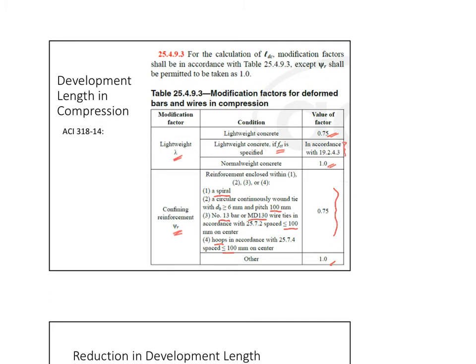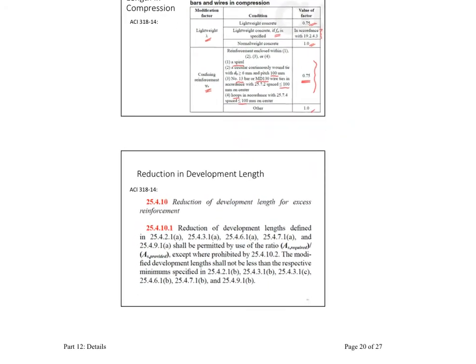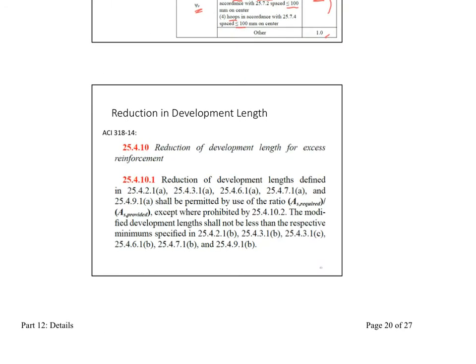So that means you have good confinement, then you end up with psi r 0.75, otherwise it's 1. A reduction in development length, this applies to all of what we talked about before. All the provisions in 25.4.2.1, 0.3.1, 0.6.1, 0.7.1, and 0.9.1.